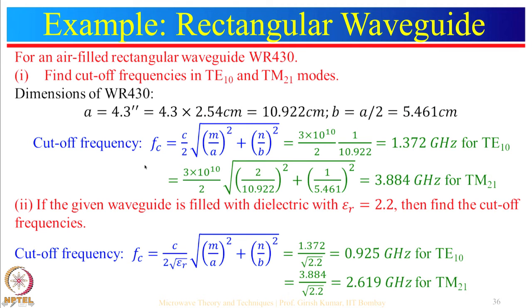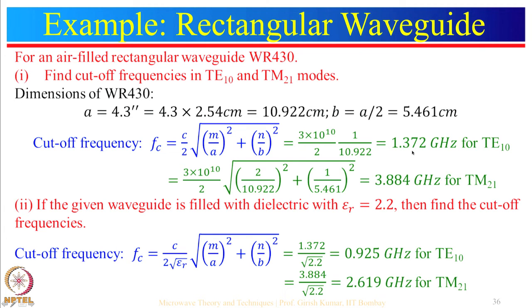And the formula for cutoff frequency, as we have discussed, is fc equal to c by 2 into under root (m by A) whole square plus (n by B) whole square for an air filled waveguide. Now put n equal to 0 and m equal to 1 for TE10 mode, then we will get c by 2 into 1 by A. So 3 into 10 raised to 10 divided by 2 into 1 by 10.922. By simplifying this, we will get 1.372 gigahertz for TE10 mode. So this is the cutoff frequency for TE10 mode.